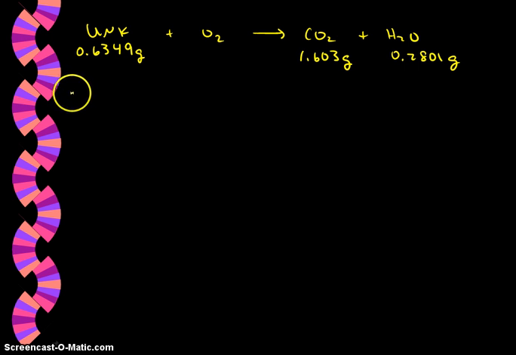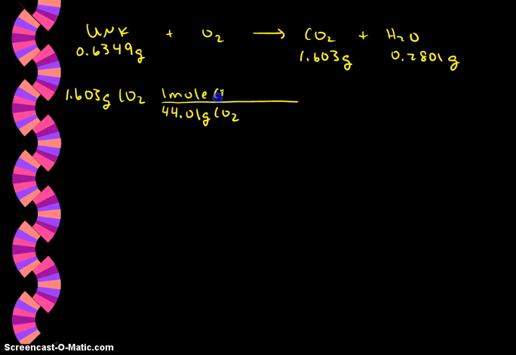So we're going to take 1.603 grams of carbon dioxide. And in our first step, we're going to convert from grams to moles. So 44.01 grams of carbon dioxide per every 1 mole of carbon dioxide. And then, based on that formula, for every 1 mole of carbon dioxide, we're going to have 1 mole of carbon.